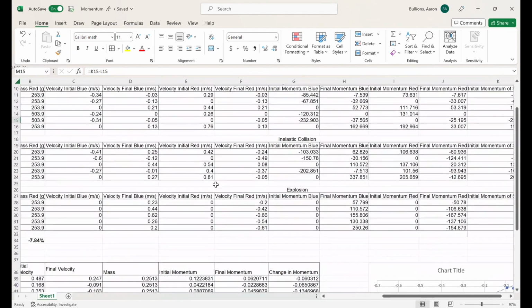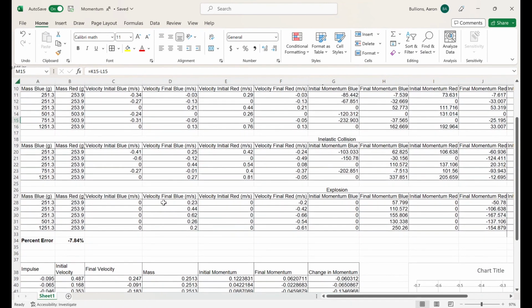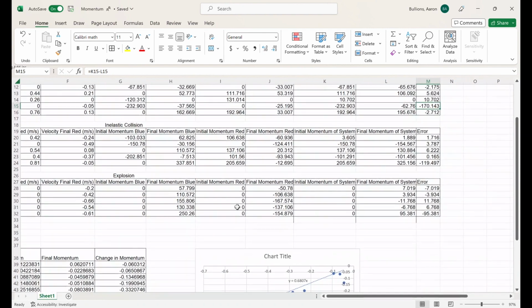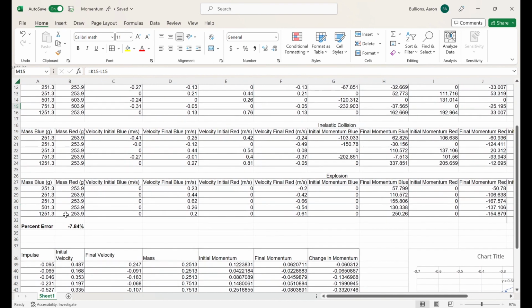The explosion looks a lot different. There's a lot of zeros. This is because we started with an initial velocity of 0 for both of them before we launched them apart. So the initial momentum of the system is always going to be 0, and for the final momentum, we want it to be as close to 0 as possible. We want the two cars going away from each other with the same momentum. For the most part, we're relatively close. The bottom one's pretty thrown off, but again, really high mass.